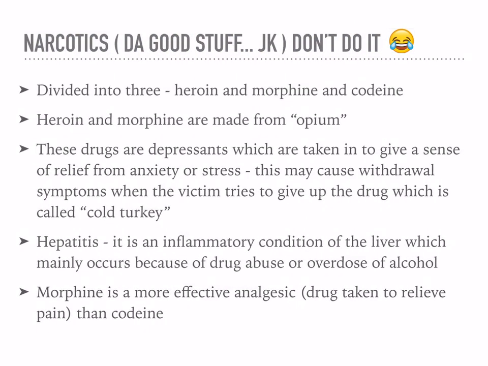Narcotics. Narcotics are divided into three types, mainly heroin, morphine, and codeine. Heroin, morphine, and codeine are made from opium, and specifically heroin is made from opium poppy seeds. These three drugs are known as depressants because they give the victim a sense of relief from anxiety or stress. They produce short-lived feelings of well-being and freedom from anxiety, and thus can lead to tolerance and physical dependence.